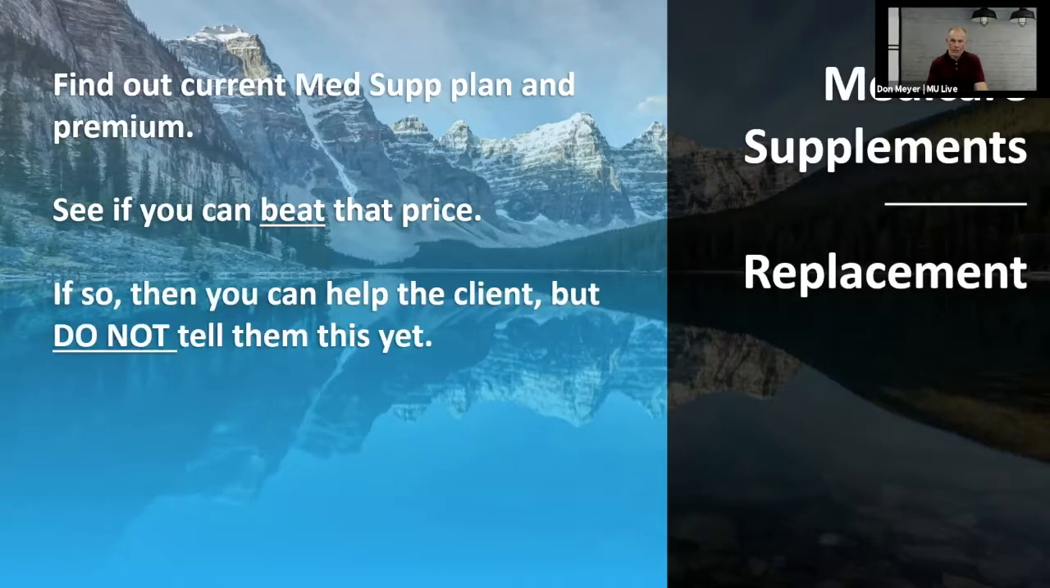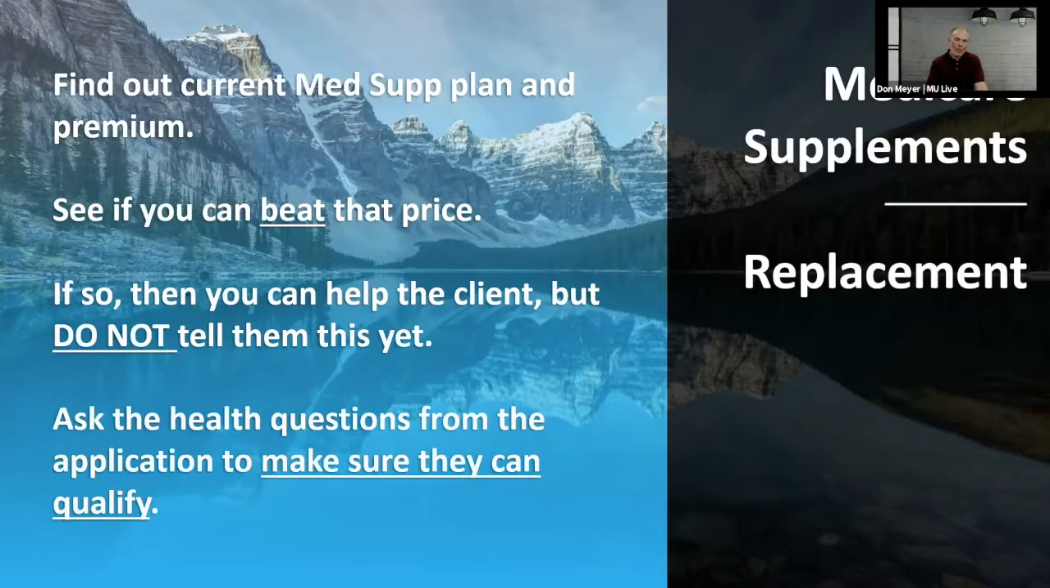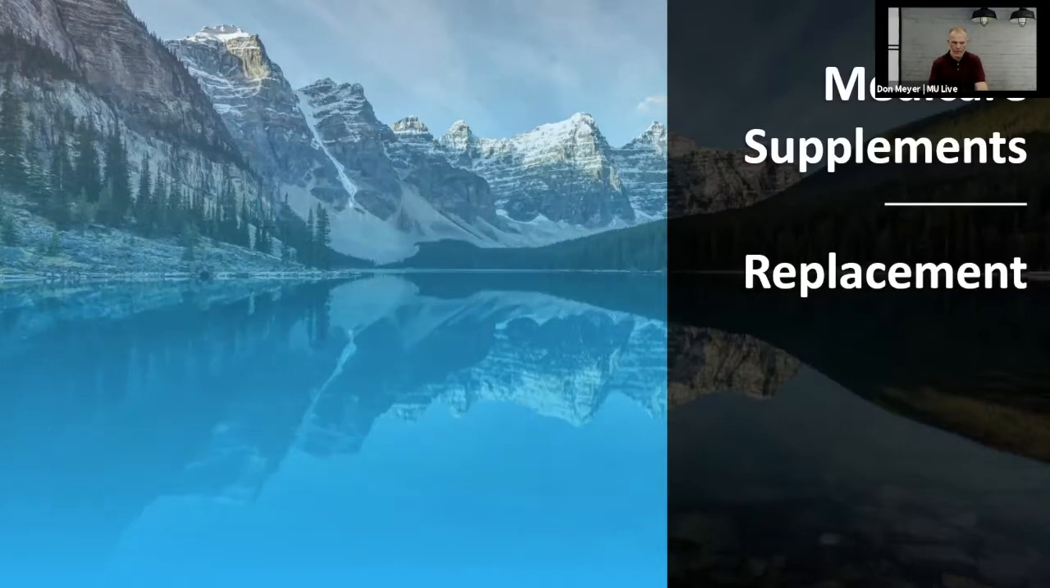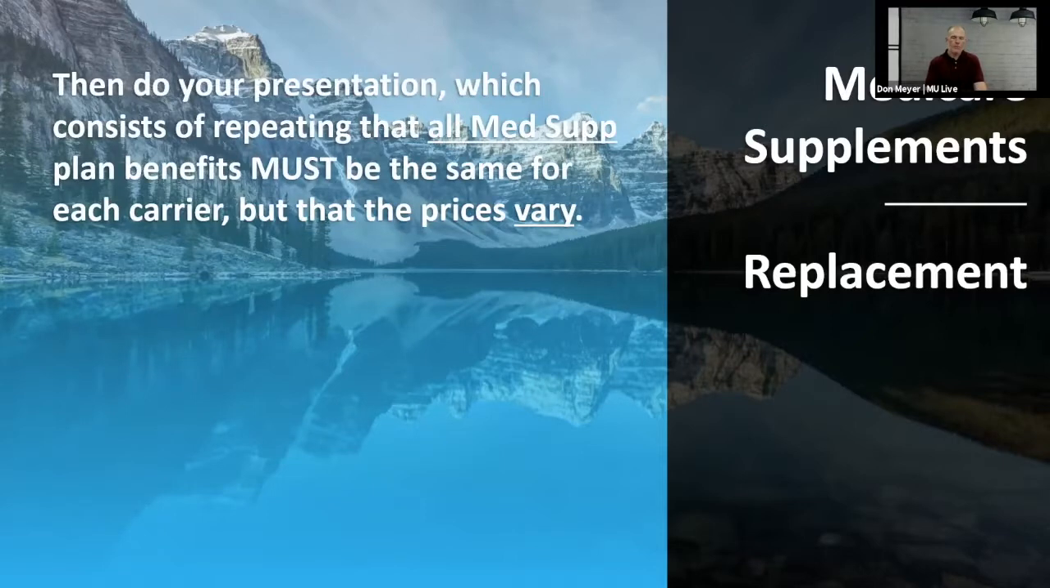If you can beat that price, then you can help the client, but do not tell them that yet. Do not tell them that you can beat that price yet. Why? Well, you need to ask the health questions from the application to make sure they qualify. Very important. Make sure that you ask the health questions to make sure that they can health qualify. All right? And here's the reason you need to do that.